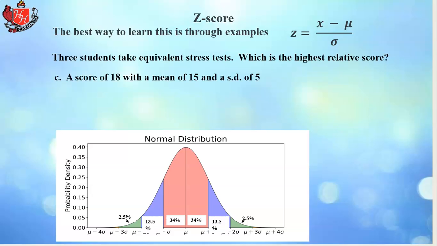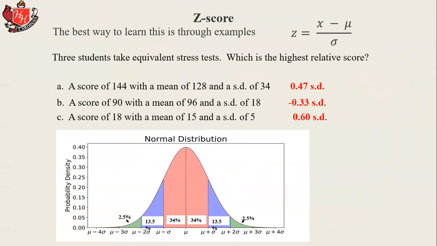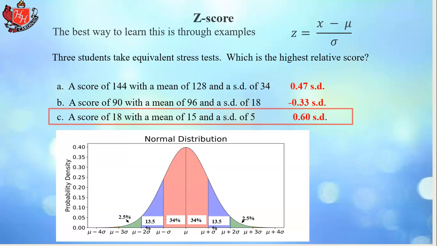Okay, and then the last one, a score of 18 with a mean of 15 and a standard deviation of 5. So you do the math on that, and you get 0.6 standard deviations above the mean. So now to compare the 3, you have them side by side, and so the student with the highest relative score was C. 0.6 standard deviations above the mean is higher than 0.47, so that student had a higher relative score.